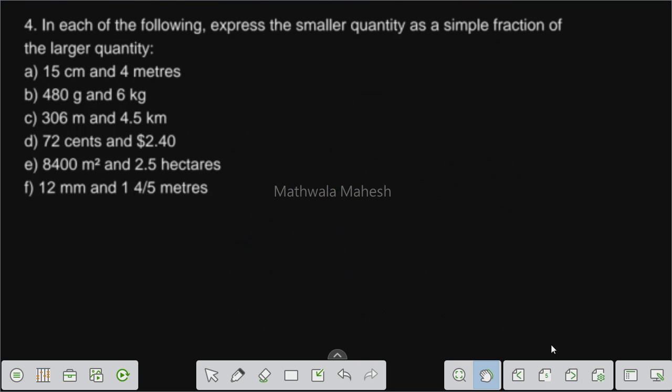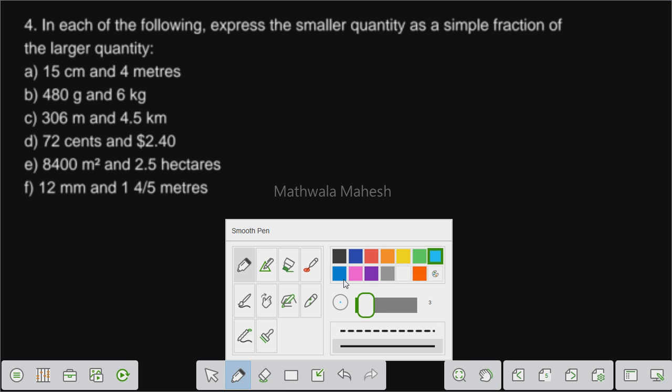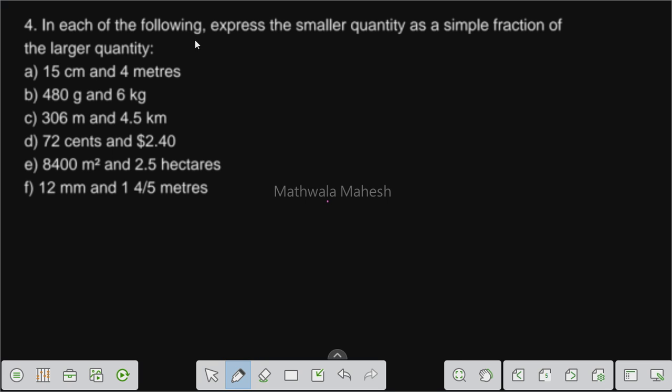Now moving to the next one. In each of the following, express the smaller quantity as a simple fraction of the larger quantity. So first we have to check which one is smaller and which one is larger. Okay. So option A, first one is 15 centimeter and second one is 4 meter.